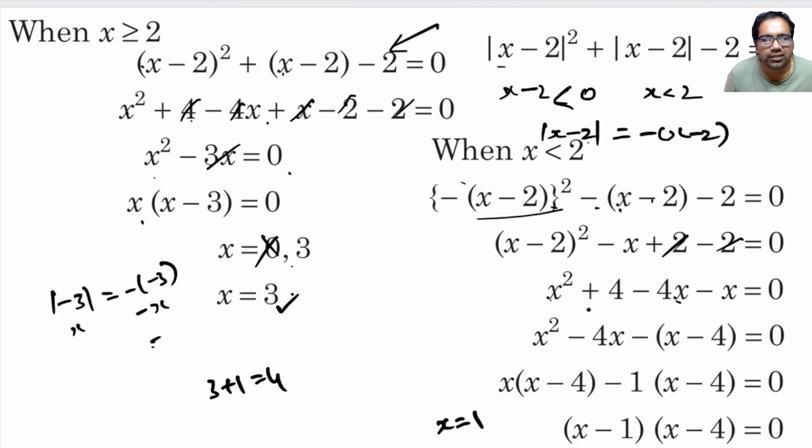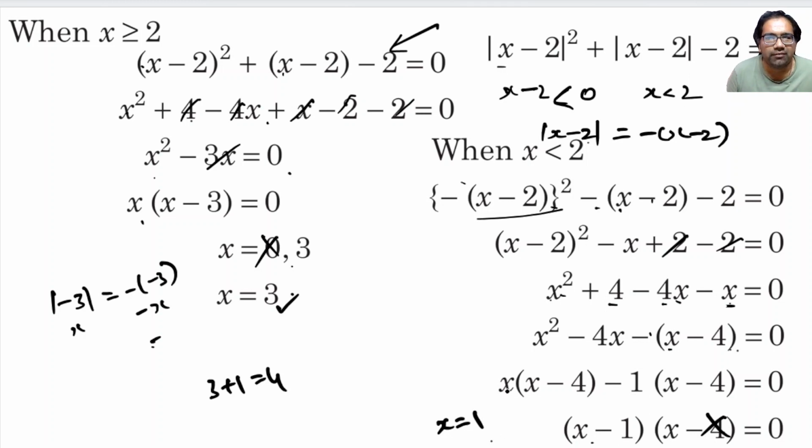Now, we're just rearranging terms: x square minus 4x minus x minus 4. x into x minus 4 minus 1 into x minus 4, so x minus 1 into x minus 4. See, minus of this x and this 4, this is minus of x minus 4. So x equals 1 or x equal to 4. But x has to be less than 2, so x equals to 4 is not applicable. x has to be 1.